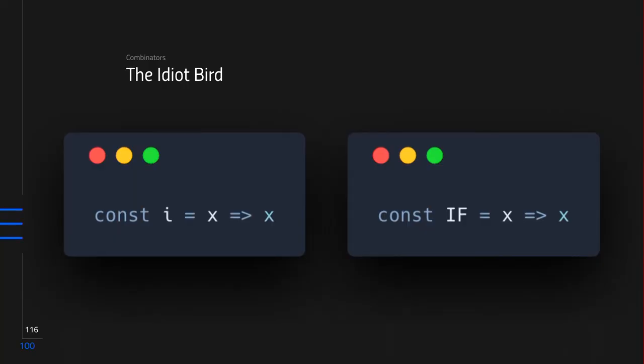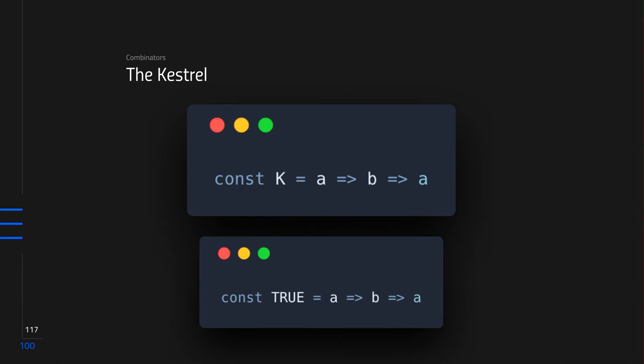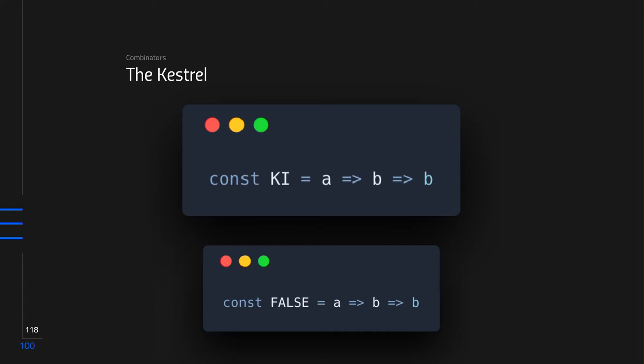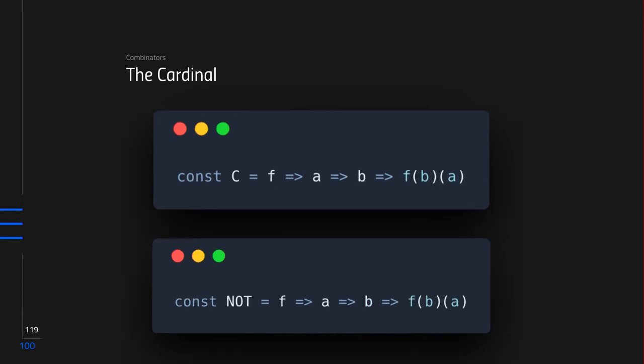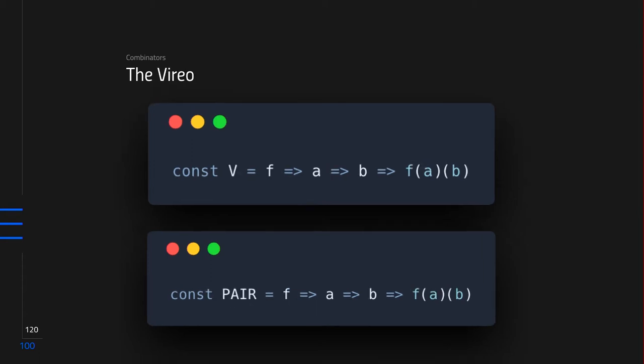So, the identity is just the idiot bird, which is a very aggressive name, so I think it's better to call it ibis or something. The kestrel, which is our true, takes two things and returns the first one. The kite just returns the second one, which is our false. The cardinal, so the cardinal is not. It basically inverts the order in which you apply arguments to a function. The vireo, which is just pairing: you get two things, and you run a function on them.